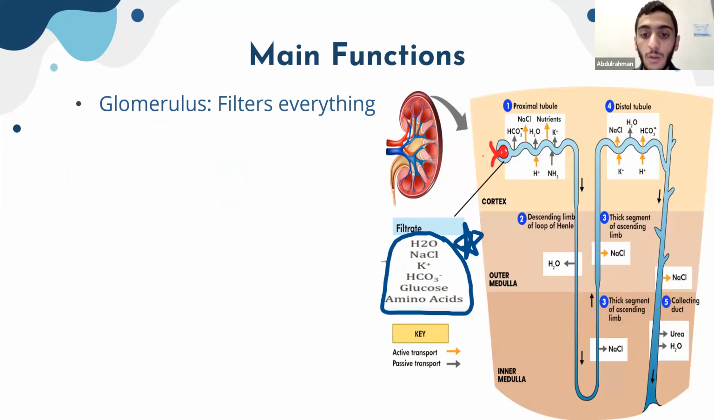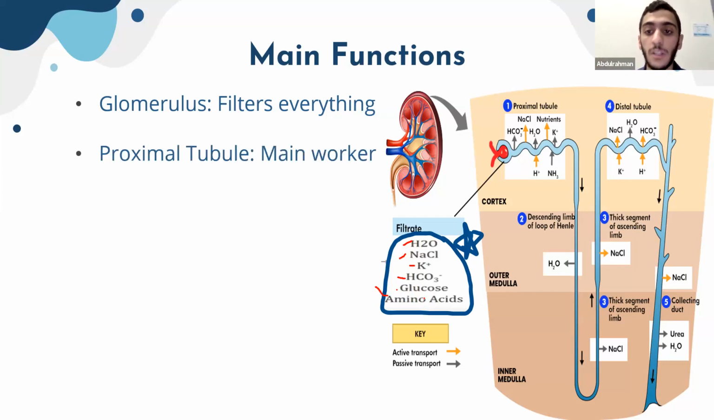As you can see here, we got the glomerulus. It takes out everything. It takes out water, sodium chloride, sodium ions, chloride ions, potassium, bicarbonate, glucose, amino acids, and you can't just get rid of all the stuff, because imagine you're urinating all the water in your body every day and you're not restoring it. Immediately you're going to get into a dangerous situation and you're going to die. So we need to reabsorb the water and other stuff. The proximal tubule is the main worker.